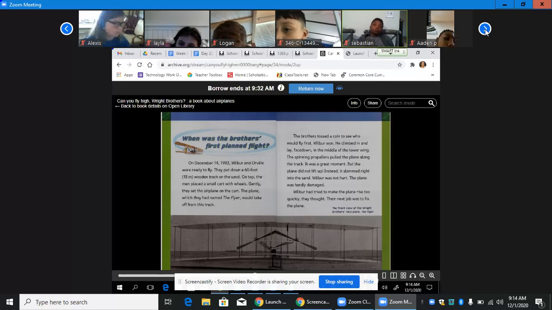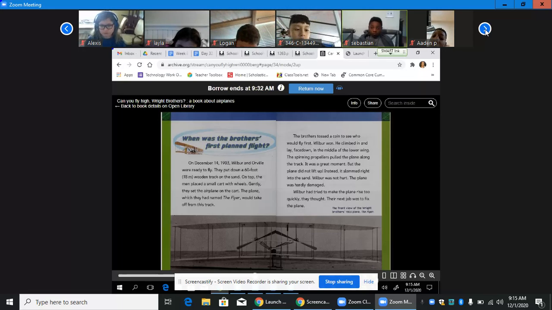The plane was hardly damaged, so that's good. The plane wasn't damaged. Wilbur wasn't hurt. Wilbur had tried to make the plane rise too quickly, they thought. Their next job was to fix the plane.